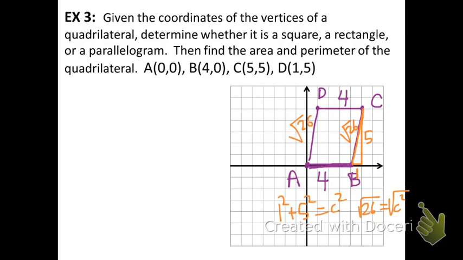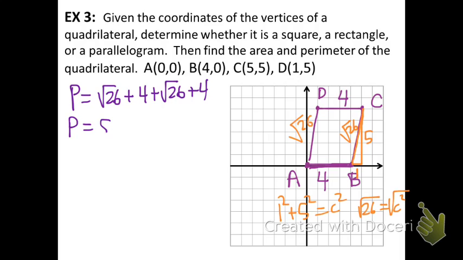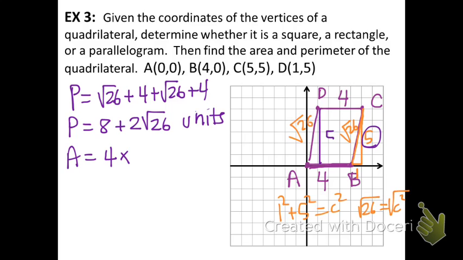So to find the perimeter, we take root 26 plus 4 plus root 26 plus 4. We combine our like terms. 4 plus 4 is 8, plus we have 2 of the root 26's, and that would be units. Now to find our area, we're going to take our base, which is 4, times our height. Our height is how tall this is, and we found that here. It's 5. So 4 times 5 is 20 units squared. Oh, and we need to determine what shape it is. It is a parallelogram.